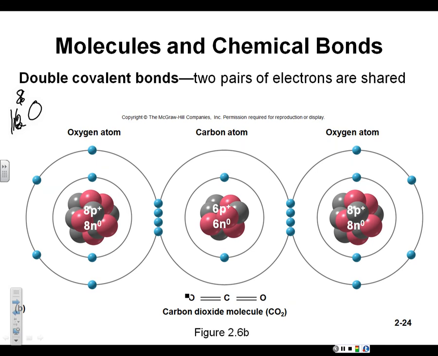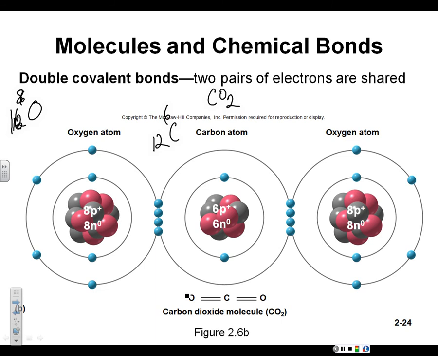Alright. Carbon. Remember? I'm in the first orbital. I'm in the second orbital. Yeah, how many does it need to be stable? 4. Alright. So let's look at oxygen. Alright, this compound is what? Carbon dioxide. What is it? CO2.